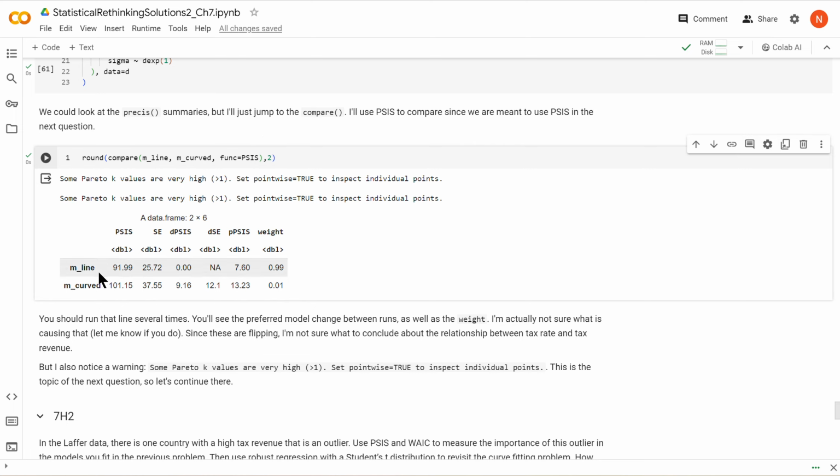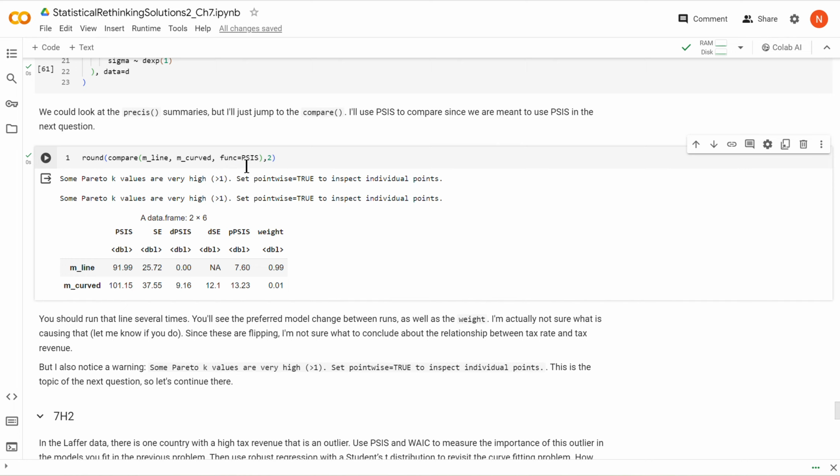All right. So here we have it for the line. Okay, so this is the PSIS score for the line, as well as for the curved. Okay. And in this case, we see that the line receives the bulk of the weight. Okay, in other words, the line fit is performing better than the curved fit. And there's a couple of things here. So for each of these models, there are high Pareto K values. Okay, we'll talk about what that means in a minute.